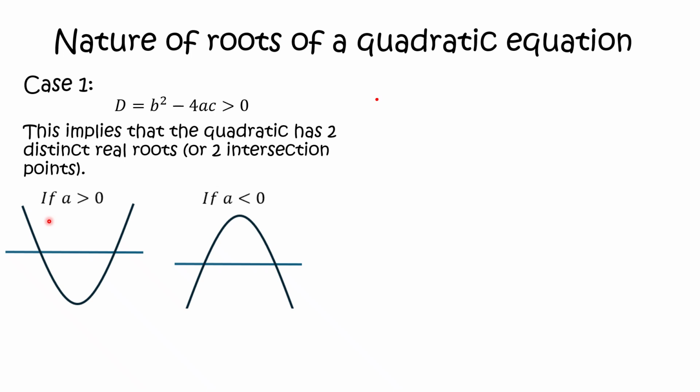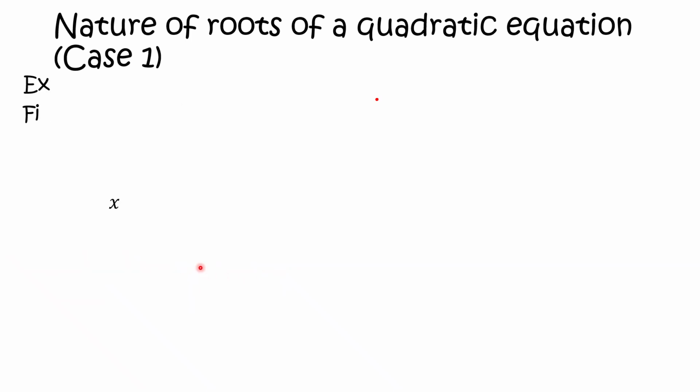Now we have the first graph. If a is greater than 0, recall, we would have a minimum vertex, and if a is less than 0, we would have a maximum vertex. So the key point for case 1 is that we would have two distinct real roots or two distinct real solutions. Let's look at example 1.